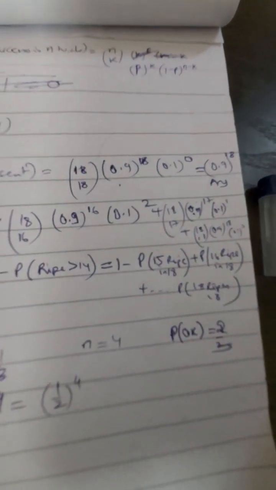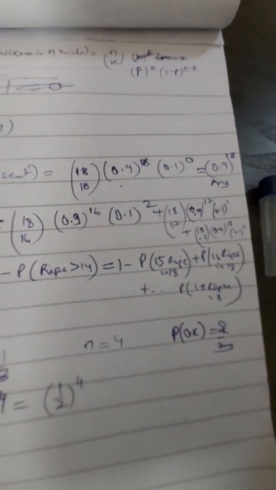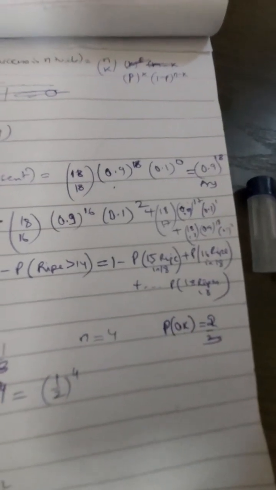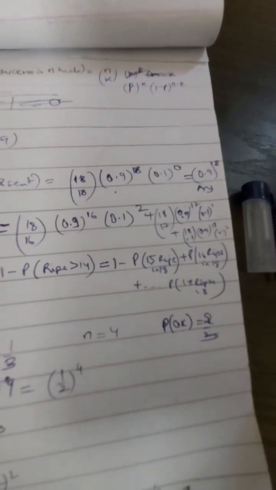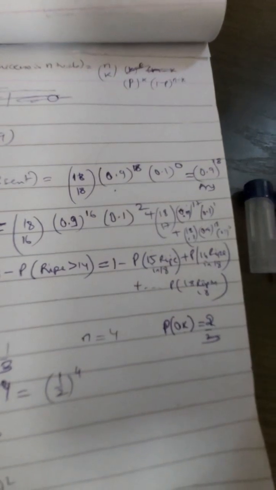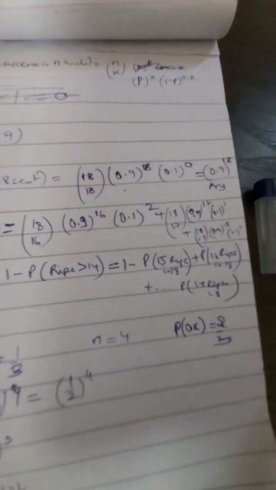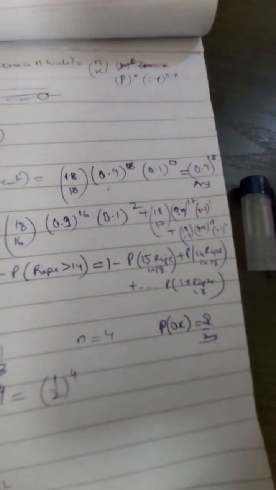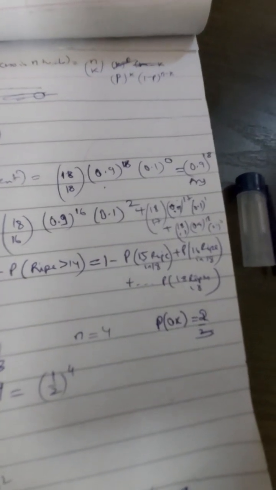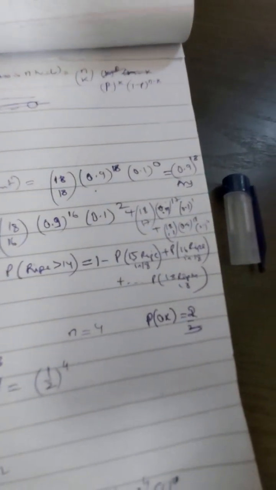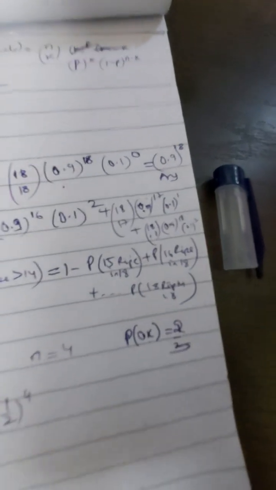18 combination 18, this is taking all 18 in just one way. Then 0.9 is the probability of success, the probability of ripe, to the power k, which is 18, and 0.1 is the probability of not being ripe, to the power n minus k. 18 minus 18 is 0, and this is the answer.